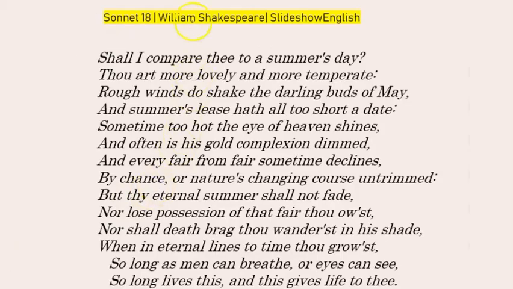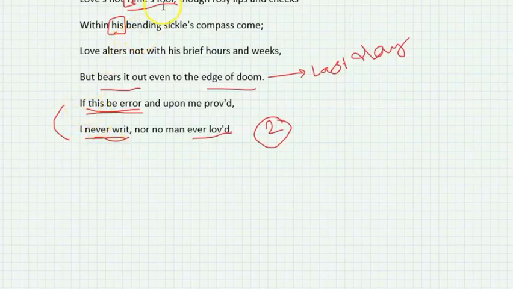Here it is, our Sonnet 18, where you can see that it says, when in eternal lines to time thou growest, so long as men can breathe or eyes can see, so long lives this. This means this poem. So in that same manner, Shakespeare wrote here, if this be error, I never writ, nor no man ever loved. So that's something Shakespeare did here in that sonnet. If this be error and proved me wrong, then I never write.